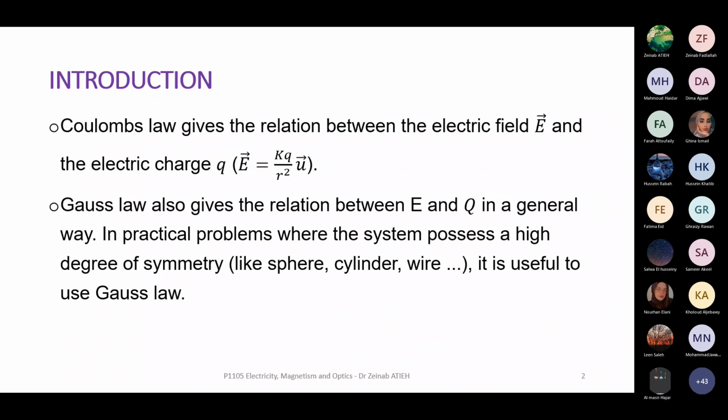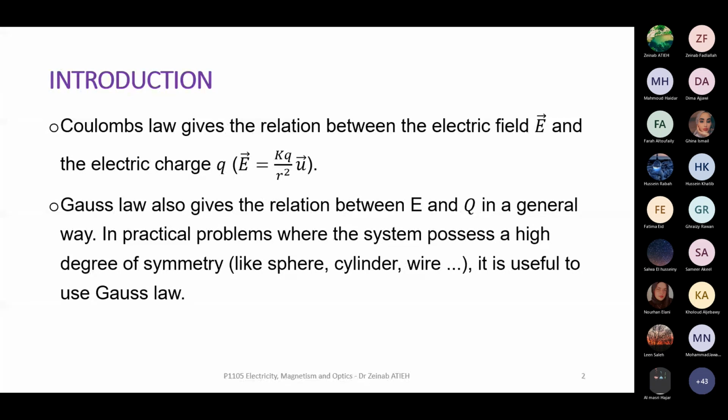So as I have said, when we used Coulomb's method, we said that if we want to find the electric field generated by a distribution of charge, we have to integrate k dq over r square u, okay? And as you have seen, some problems with just one dimension needed too much integration to find the answer. So using Coulomb's method needs effort, it needs integration.